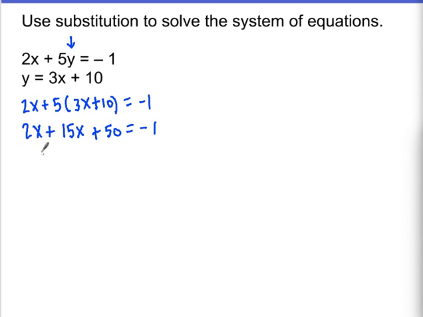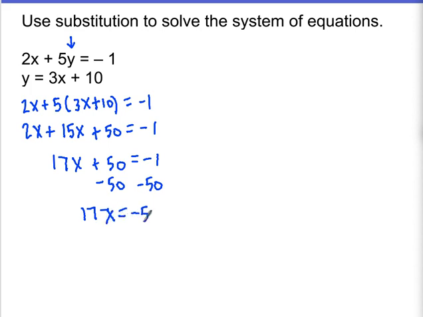Okay, so 2x plus 15x is 17x plus 50 equals -1. Subtract 50. 17x equals -51. Divide by 17. So x equals, that would be -3, I believe. Okay.